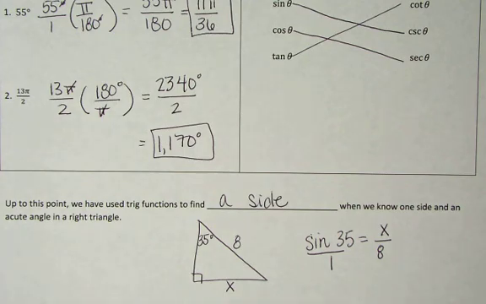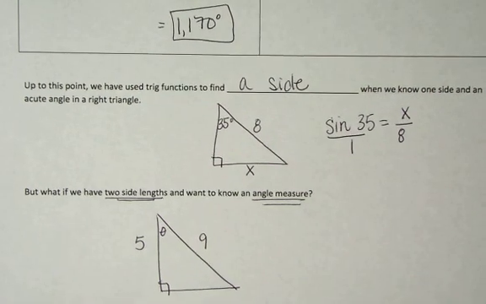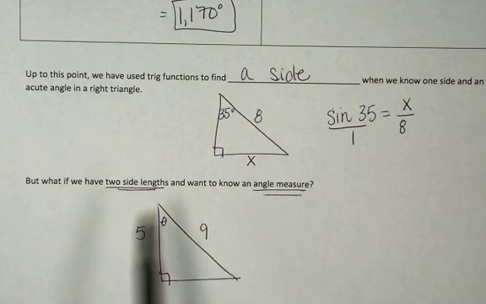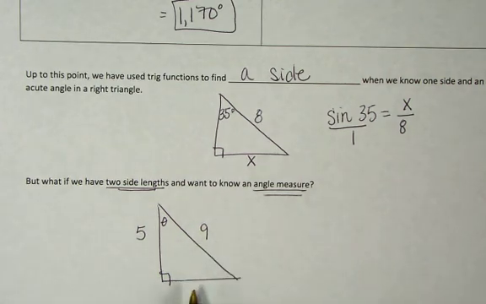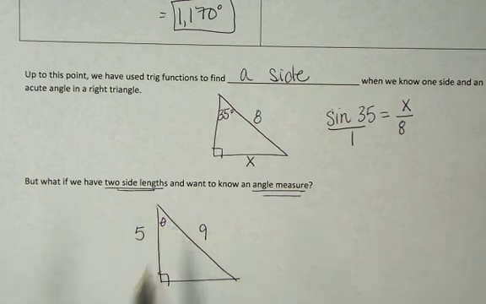But what if we have two side lengths and what we want to know is the angle measure? So in this case we know two of the side lengths, but we don't know the angle measure on the inside, and we want to know what that angle measure is inside of your right triangle. Now we could use the Pythagorean theorem, but we don't really want to know this side length, right? That doesn't really help us in terms of finding what that missing angle measure is.